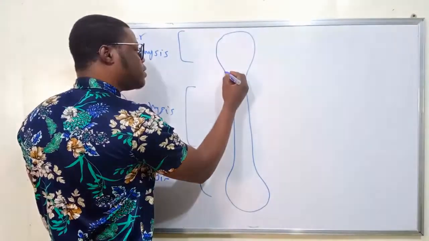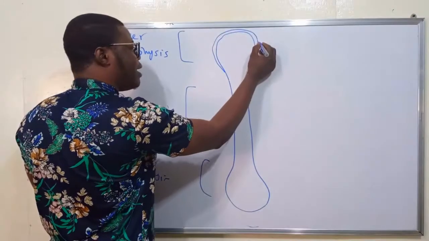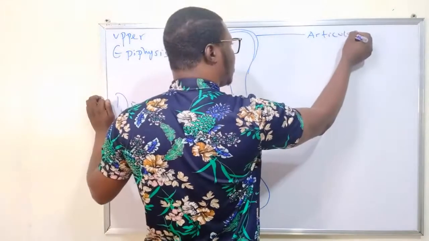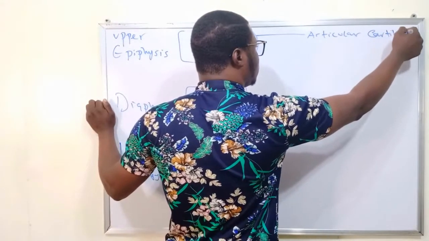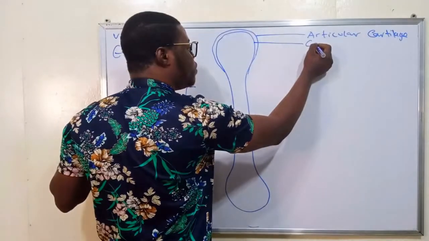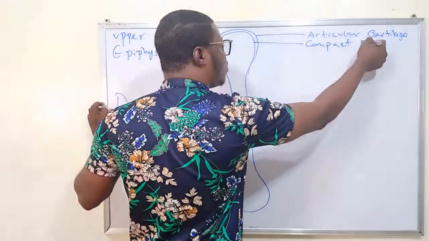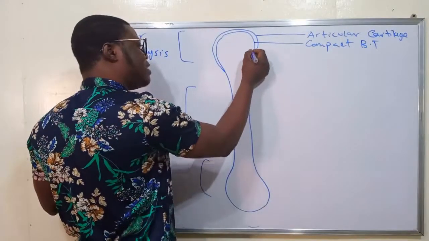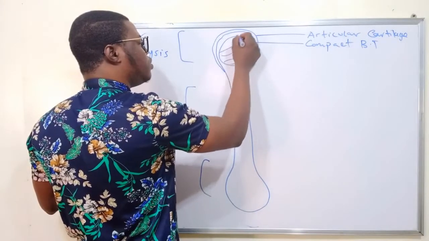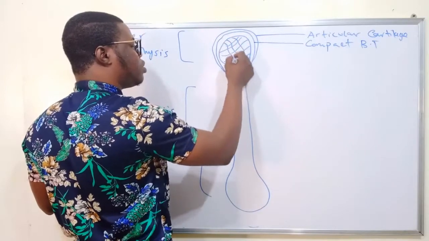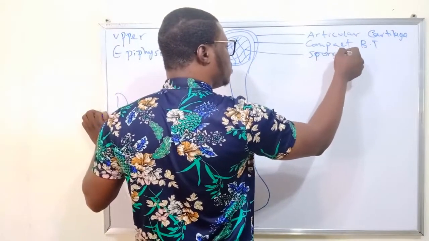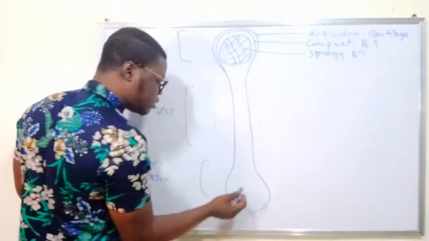Now, we said the epiphysis is covered by an articular cartilage, which is formed by what? Hyaline, which is a family of hyaline. So articular cartilage, mostly found in joints. And now we said this bone beneath it is the what? Is the compact bone, which is smooth and dense. So inside it we have the what? We have the spongy bone tissue. We said it is net-like in structure or mesh-like. So the spongy bone tissue.